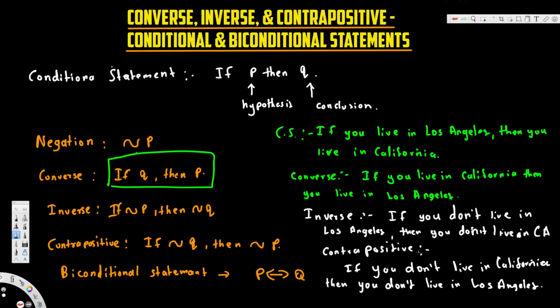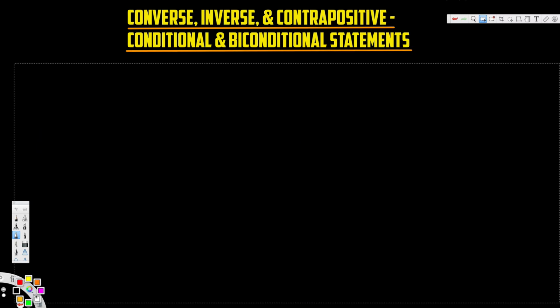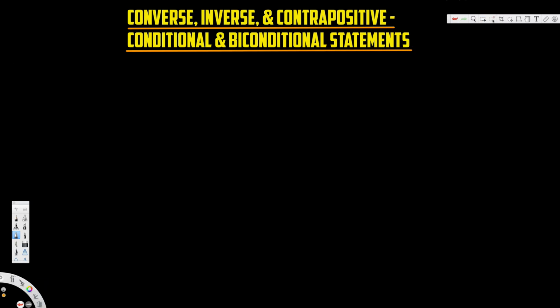Now let's go ahead and see another example. Let's get rid of these things. Okay, let's try another one. Let's say we have something like this: if I am hungry, then I will eat pizza. This is the conditional statement. Now pause the video and try it by yourself and see if you can get the correct answer.